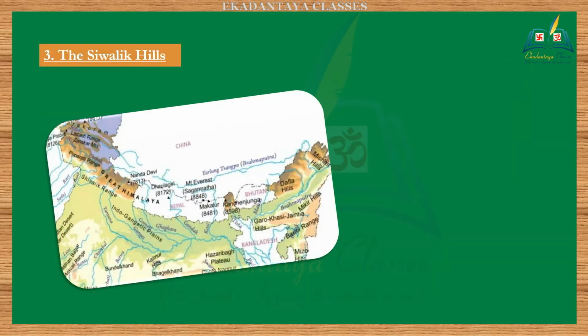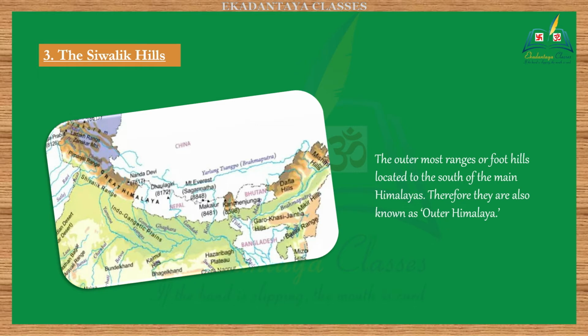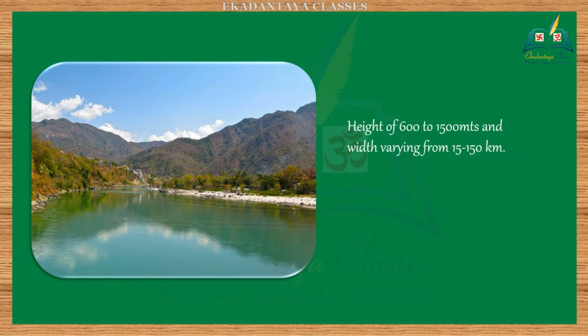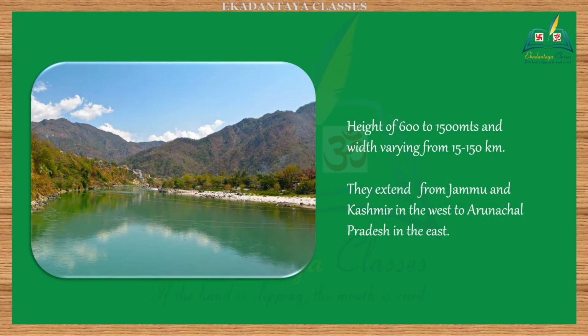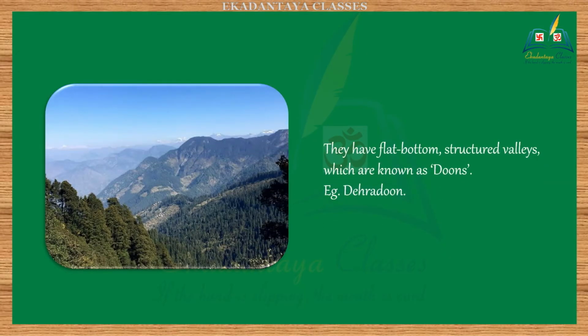The Siwalik Hills. They are the outermost ranges or foothills located to the south of the main Himalayas. Therefore they are also known as Outer Himalaya. They are the lowest range of the Himalayas, with a height of 600 to 1,500 meters and width varying from 15 to 150 kilometers. They extend from Jammu and Kashmir in the west to Arunachal Pradesh in the east. They have flat bottom, structural valleys, which are known as duns, such as Dehradun.